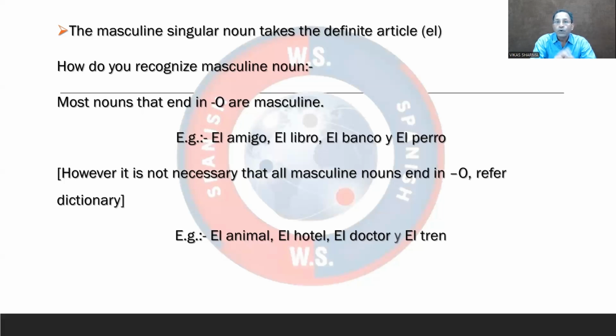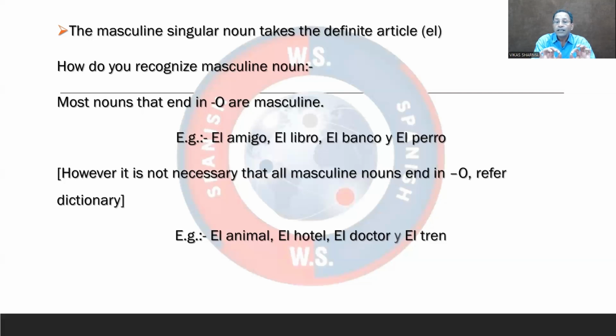El libro. Now you need to find out the meaning of libro from the dictionary. I want you to start using the dictionary now. El libro. El banco. El perro. So all of these nouns end in O, and it clearly shows they are masculine, and you can always write the definite article el before them.